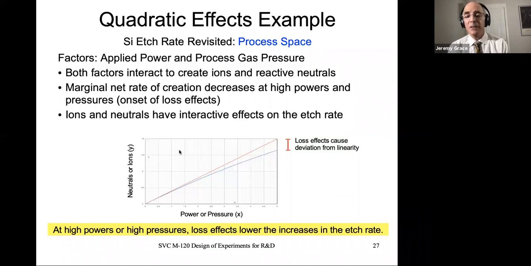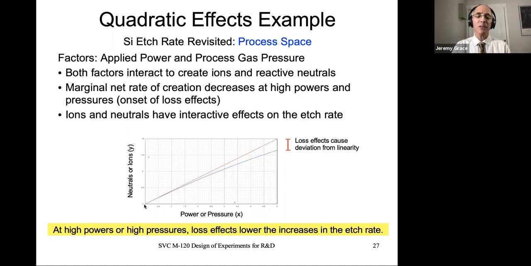Now, that's a nice example from the benchtop. Imagine taking the benchtop stuff and throwing it into a real tool that etches silicon wafers. You don't have a knob that adjusts the neutral reactive species and the ions. So you turn knobs that look like power or pressure. Instead, you flow some gas into an etch tool, you crank up the power, and you etch away. So your process factors are power and pressure. And both of those factors interact to create ions and reactive neutrals.